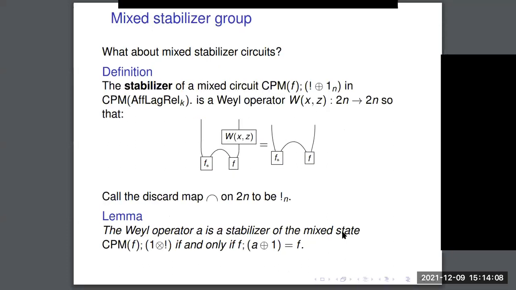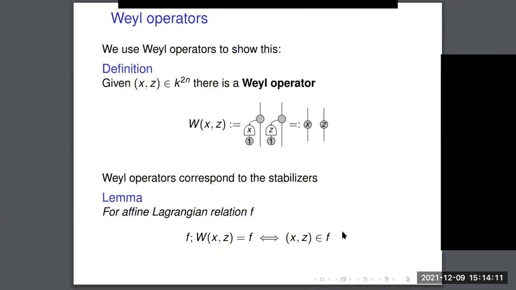Okay. Can you go back a slide? This (x, z) in f, I don't see how it is well typed, because (x, z) is a single element of a vector and f is a relation, right? So how can this single thing be in f?